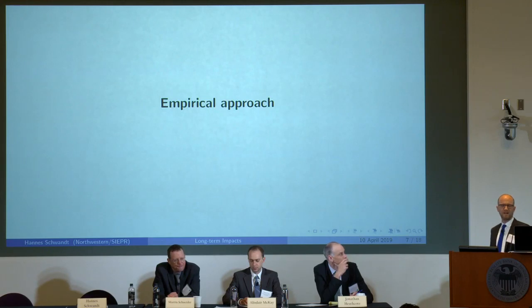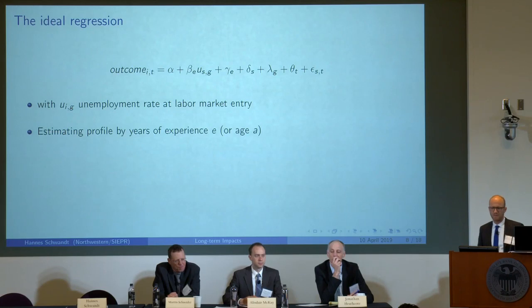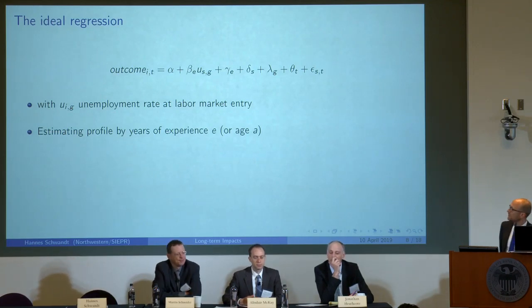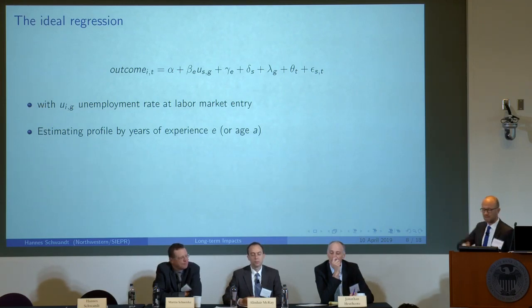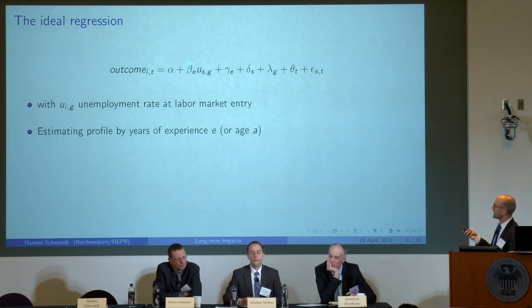Okay, let me briefly tell you a little bit about the empirical approach that we use, and that allows us to look at these big cross-sectional data sets over many decades of data. So let's start with the ideal regression. Ideally, we want to regress outcomes, labor market outcomes, or mortality or family formation outcomes on the unemployment rate and the year of graduation and the state of graduation.